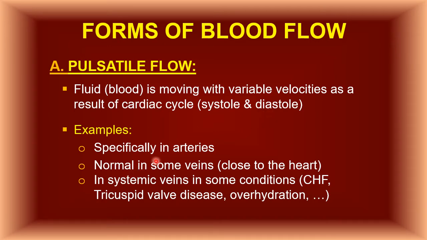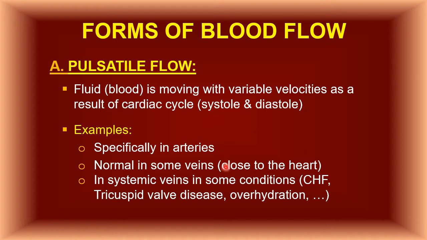Example, in arteries, as I mentioned, it could be normal in some veins close to the heart. You will see this, for example, in the subclavian and the jugular veins. They are pulsatile. The IVC close to the heart, meaning the IVC in the area of the liver. If you scan the liver, the IVC near the liver, and you put the sample volume there, you'll see that it's pulsatile. So again, veins close to the heart are pulsatile, and this is a normal phenomenon.